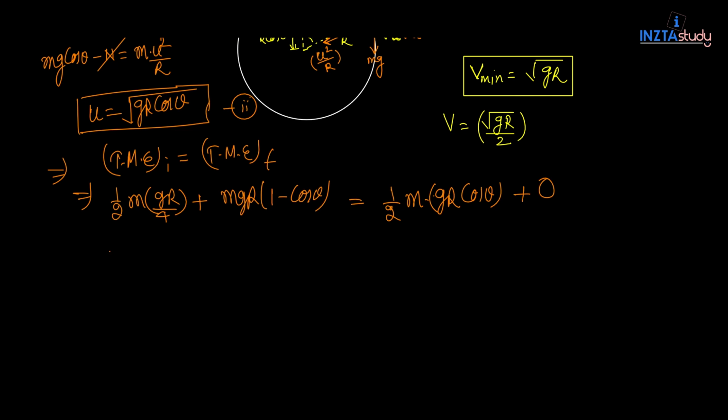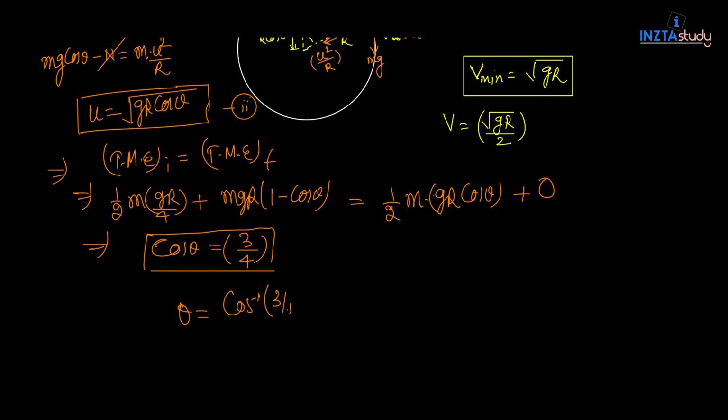So from here, if you calculate, you'll get the value of cos theta equal to 3 by 4. It means theta is equal to, so this is the value of the angle from the vertical where the normal becomes 0. So we can write theta is equal to cos inverse 3 by 4.